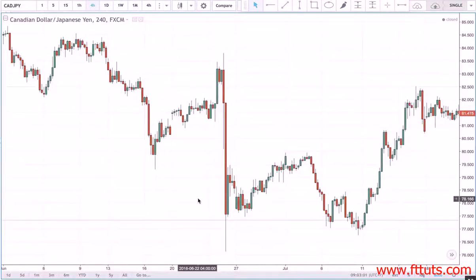Okay, so let's take a look at Canadian yen on the 4-hour charts here. Now, I'm going to throw in a tricky one here. Now, this is also a trend here. This is a downtrend we're working with.